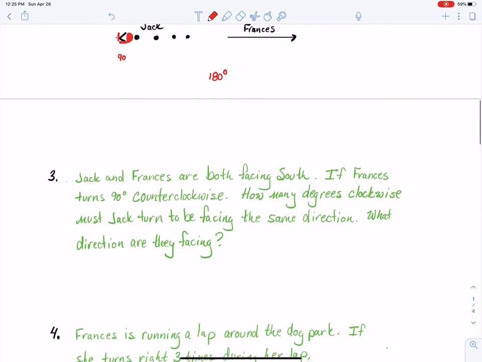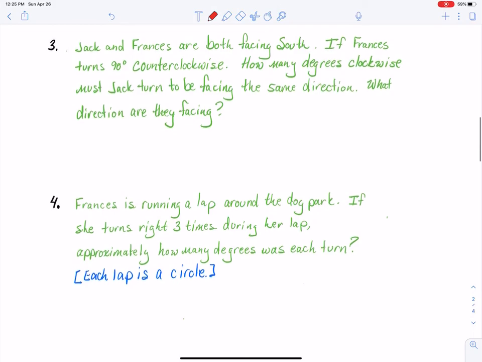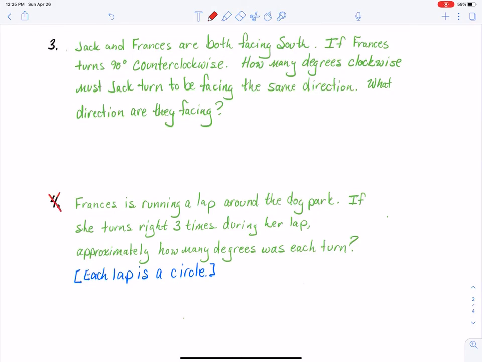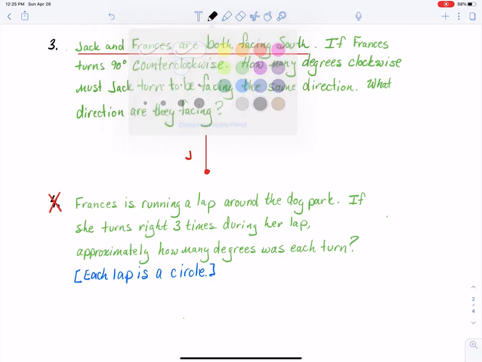Number 3, I'm not going to do number 4. I'm just going to pull that one out. Number 3, Jack and Frances are both facing south. That's my first sentence. Now remember, south is towards the bottom. We're going to let this one be Jack. I don't know that they're still moving either, so let me put a little dot on that. So this one's going to be Jack, and this one here is going to be Frances. And by the way, I don't know if you can hear her, but she's barking in the background.